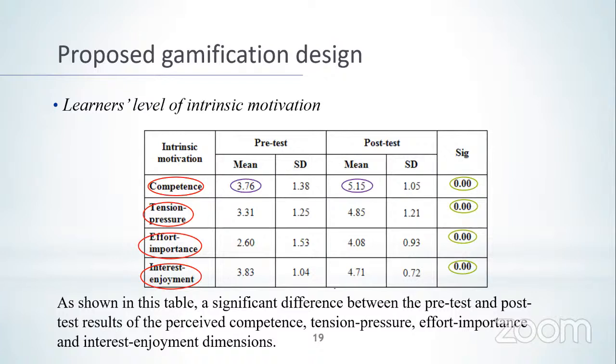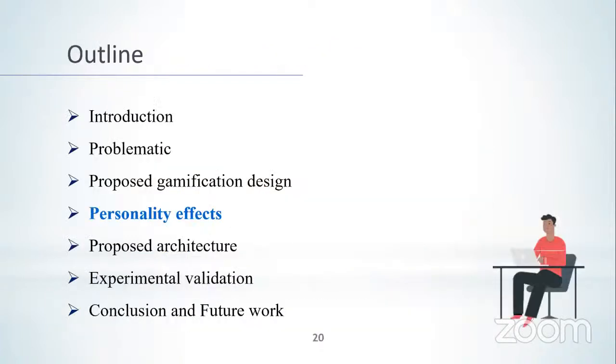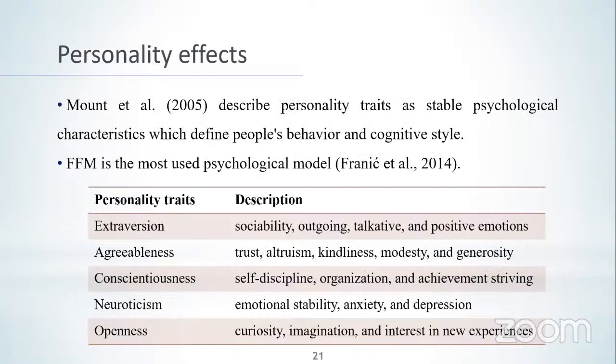So after validating our gamification design, we move now to test the effect of personality, which is considered as one of the most important characteristics, on students' perception of intrinsic motivation and learners' perception of game design elements. According to Mount, personality is considered as a stable psychological characteristic which defines people's behavior and cognitive style.